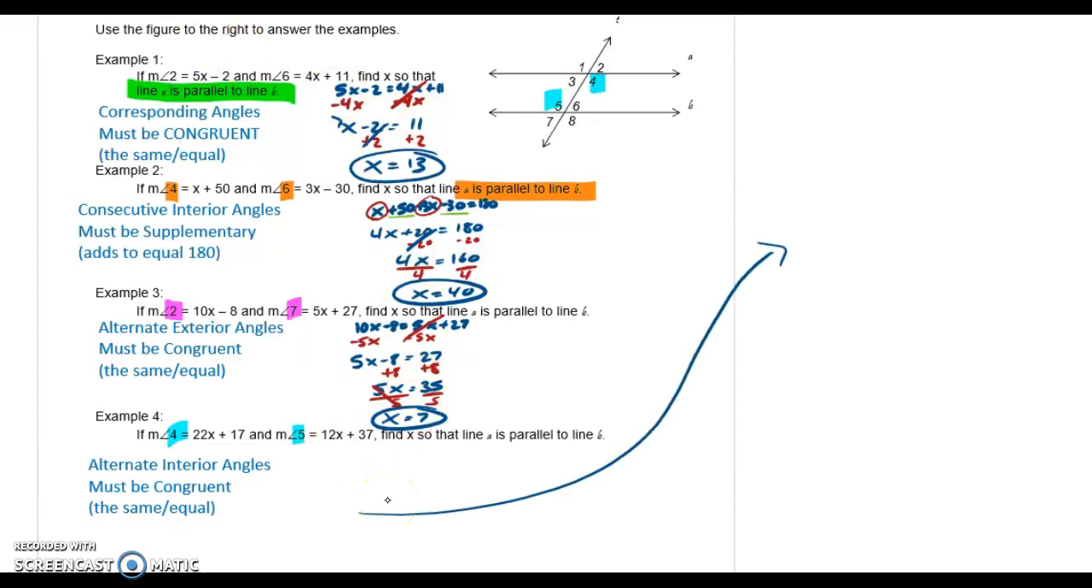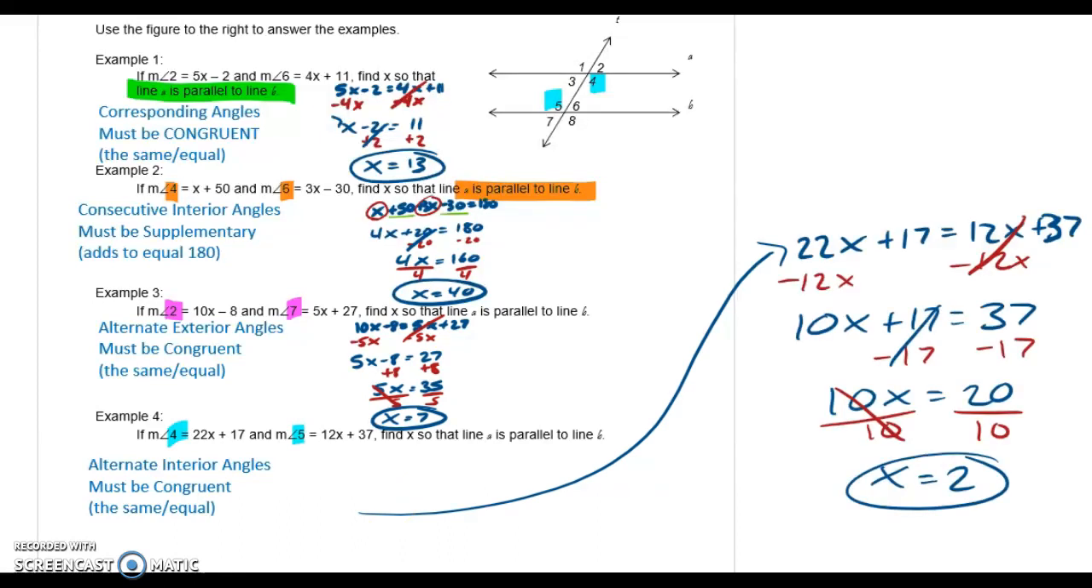I want you to try this one on your own to see if you can get it from the start. If done correctly, you should have gotten x equals 2. Please check your work if you did not, and copy down what is needed to make sure you have it correct on your notes.